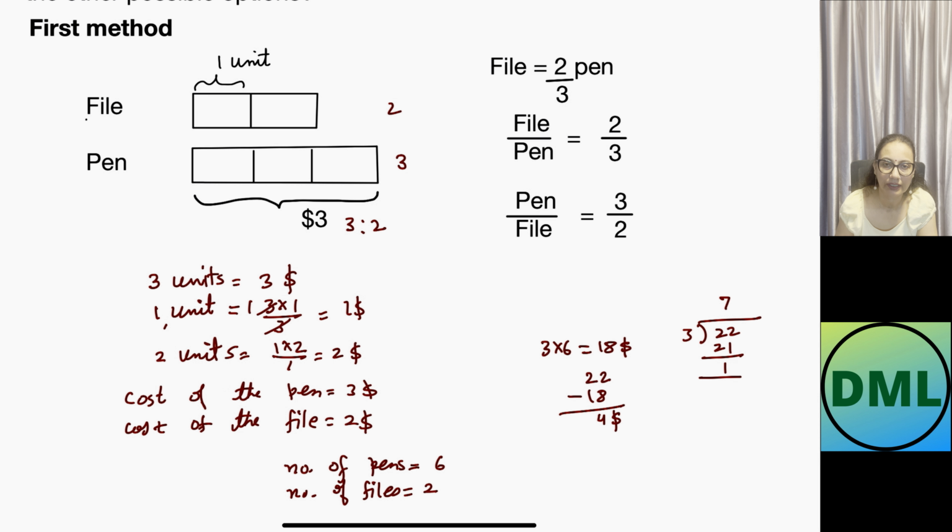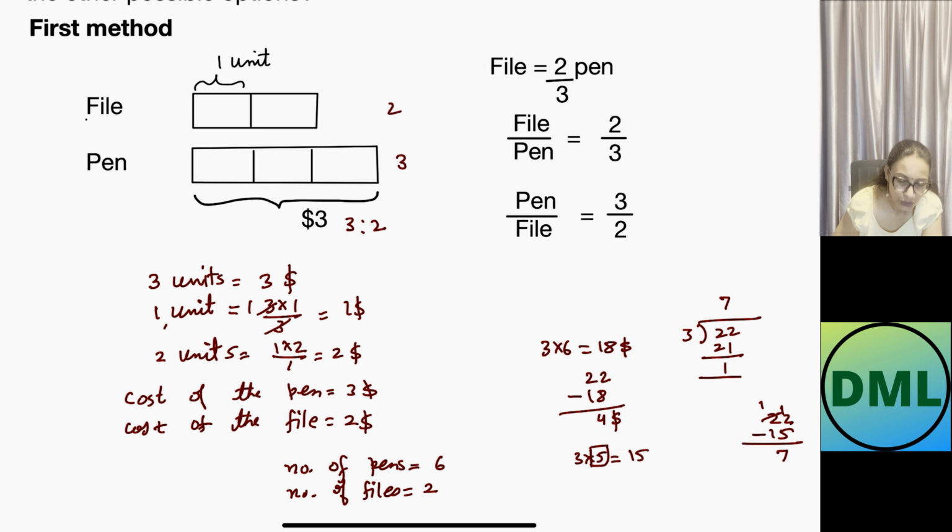He's asking us what other options we have. We can show that if I multiply this with 5, that means I am going for 5 pens. 3 cross 5 is equal to 15. I purchased 5 pens. I need to find out the number of files we can buy. First, we will see how much money is left with us. Let's subtract 22 minus 15, because I already spent $15 on the pens. You have to take the carryover from here. 12 minus 5 is equal to 7.